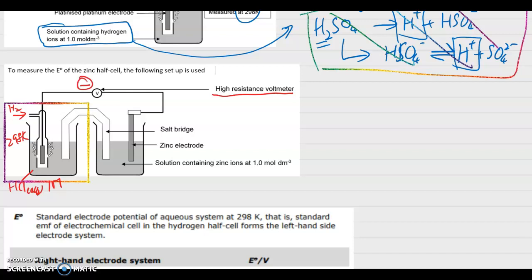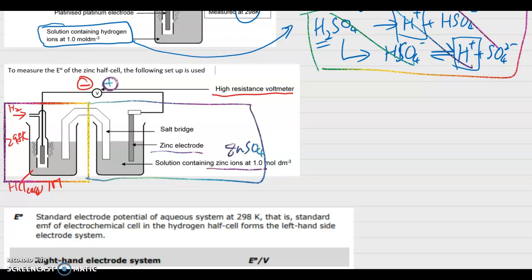On the other hand, we place the half cell that we want to measure. This time it is zinc. We place zinc metal together with zinc ion at 1 molar, say zinc sulfate solution, and we connect it through a salt bridge. By doing this, electrons will flow from one side to the other.